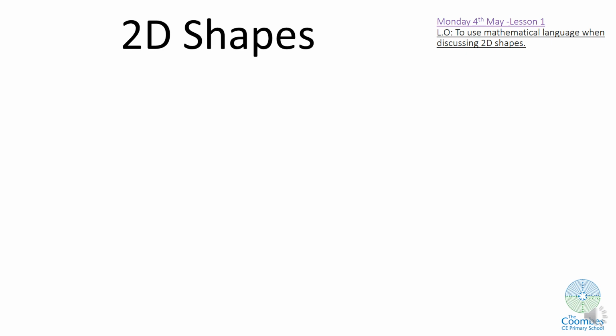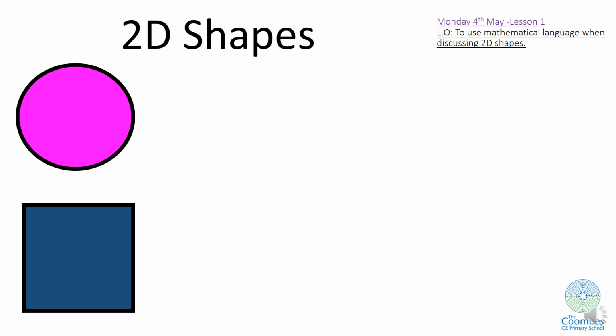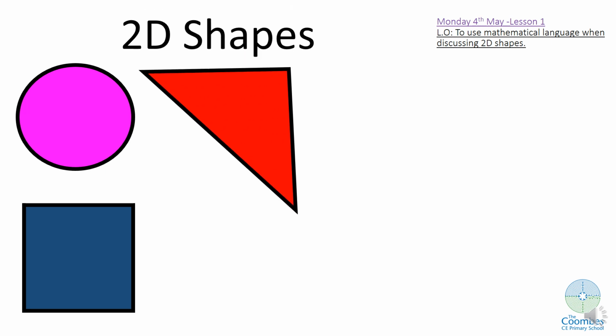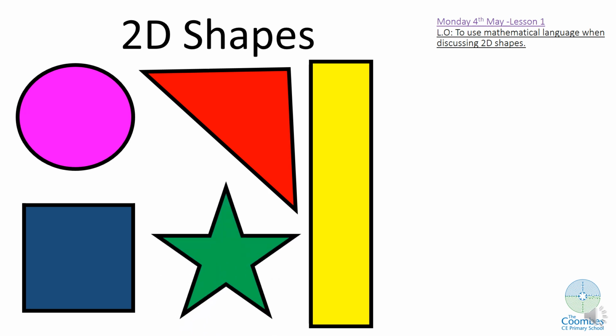Right then, let's have a look at some 2D shapes. We've got this shape here. Can anyone remember what this is called? Brilliant. This one is called a circle. What about this 2D shape? Fantastic. This one is a square. This one? Amazing. This one is a triangle. Brilliant. This one is a rectangle. And the last 2D shape, a star.